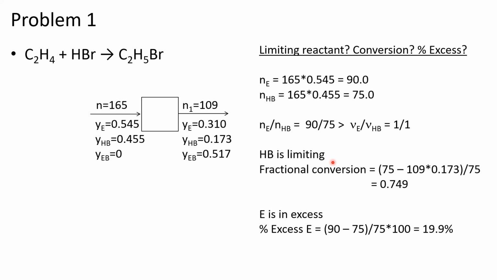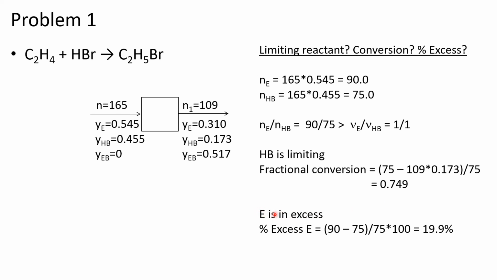So now we know hydrogen bromide is limiting. How much of it reacts? What is the fractional conversion of the hydrogen bromide? To determine that, we need the amount of hydrogen bromide that reacts, and then we divide that by the amount that enters. The amount that reacts is the amount that enters minus the amount that leaves the reactor. The amount that leaves is the flow rate of the outlet stream times the fraction of that stream which is hydrogen bromide. The flow rate we've determined is 109, and the fraction is 0.173. Take this difference to determine the amount that reacted, then divide by the amount that was fed to get the fractional conversion. You should find it's 0.749.